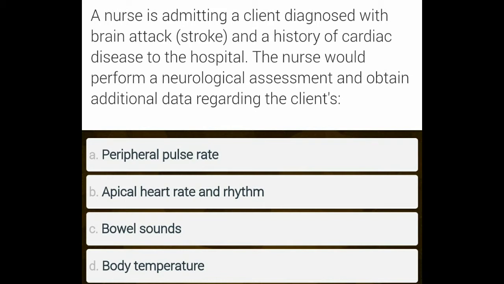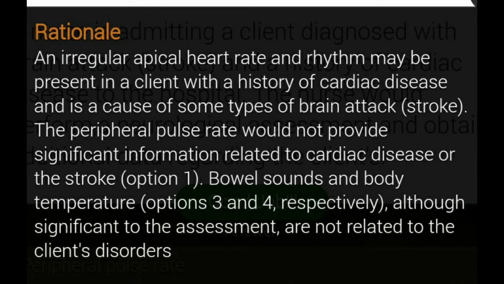An irregular apical heart rate and rhythm may be present in a client with a history of cardiac disease. So, we have to check B, apical heart rate and rhythm, to assess the cardiac condition in a client with a history of cardiac disease who has had some type of brain attack. The peripheral pulse rate would not provide significant information related to cardiac disease or stroke. So, our answer is B: the nurse has to check the apical heart rate and rhythm to assess the cardiac problem.